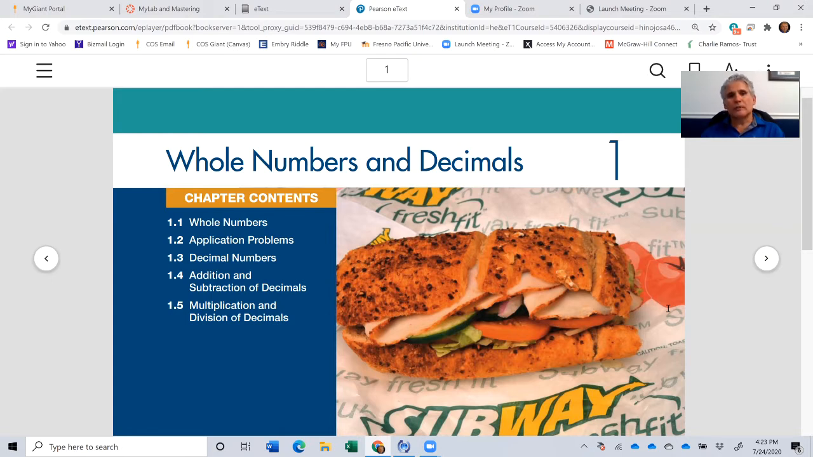So we'll start with whole numbers and decimals, and that's chapter 1. The 5 areas we're going to be dealing with are whole numbers, application problems, decimal numbers, addition and subtraction of decimals, and then finally multiplication and division of decimals.